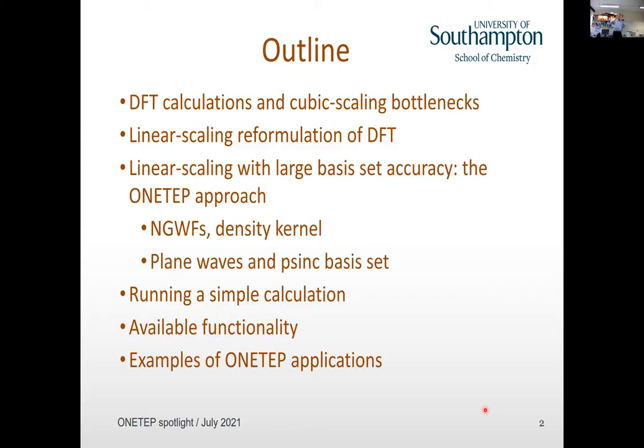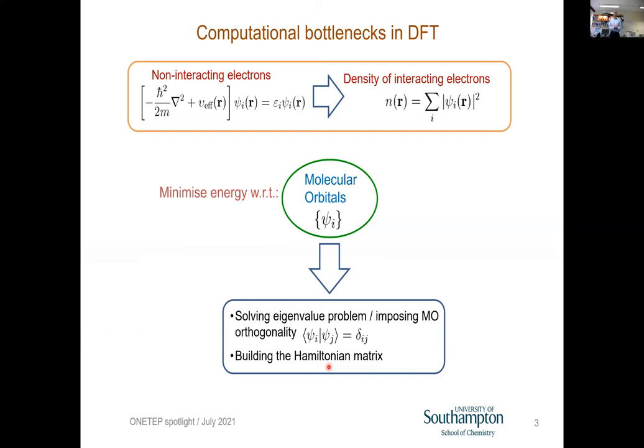I'm going to just very briefly talk about the theory of density functional theory and the linear scaling reformulation, and then some Onetep specific things, such as the philosophy behind the code and things such as the basis set that we use and so on. Then I will very quickly run you through what a calculation involves, and then you will see it in practice from Jacek and Arihant. And then I will finish with a summary of the available functionality and some slides of applications. So quite a lot here, so I might skip a few things in the interest of time.